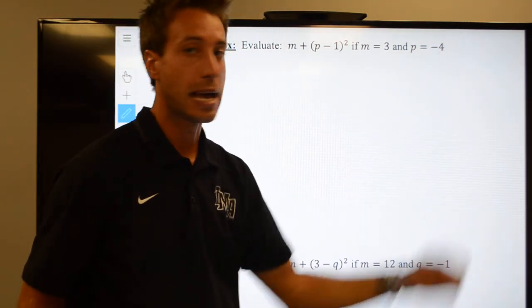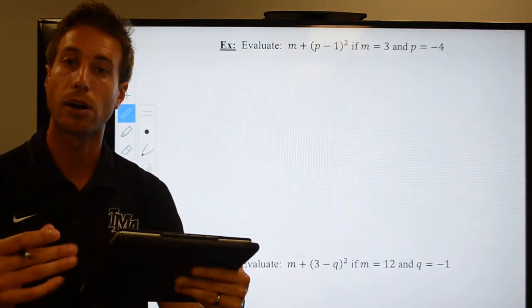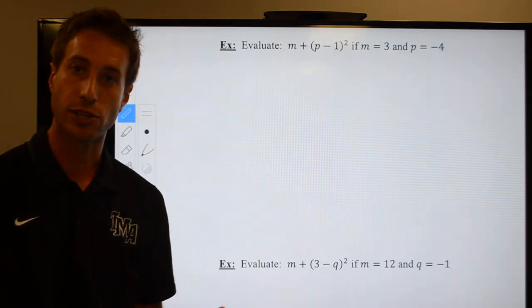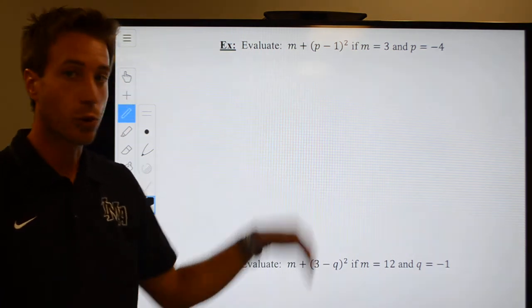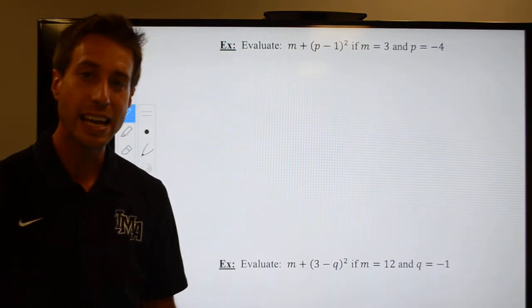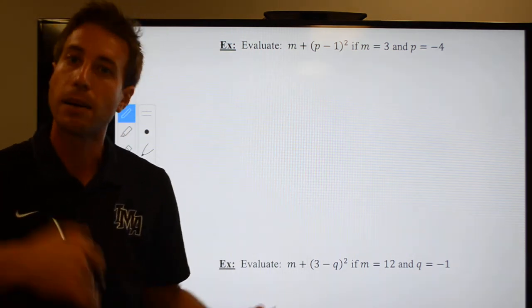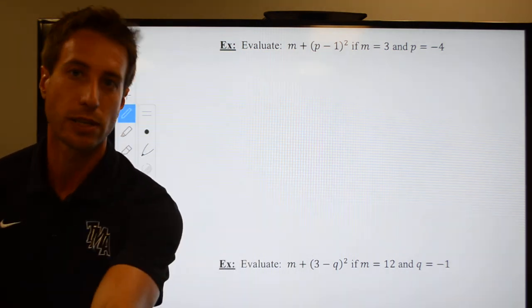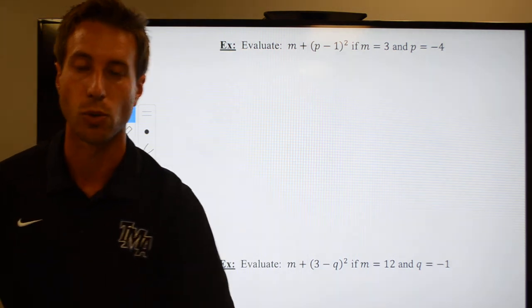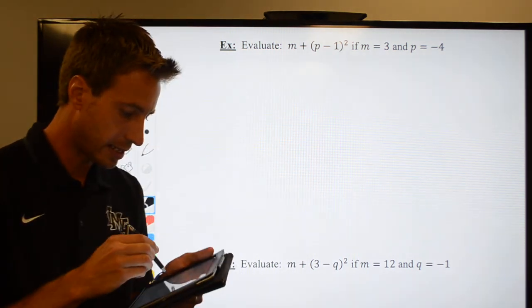M is 3 and p is a minus 4. We will simply plug those values into the expression, and then we'll follow the order of operations. If you feel comfortable with the order of operations, please feel free to work ahead. Once you have done the problems, come on back, check to make sure that you've gotten the same answer that we do, just to make sure that we're all on the same page here when it comes to order of operations. So let's go ahead and jump right into this.